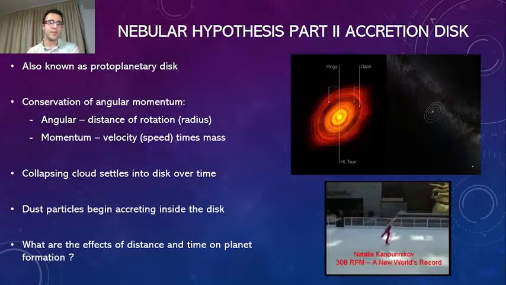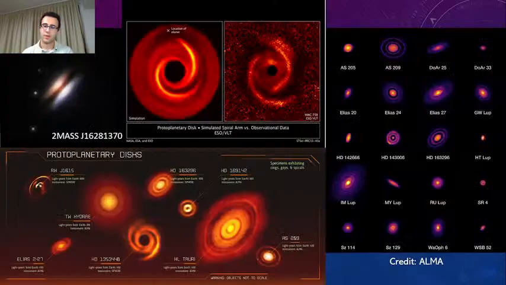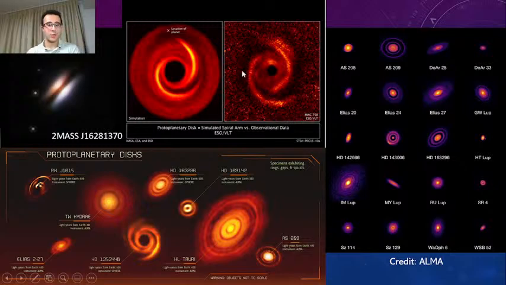Now, what are the effects of distance and timing on the planet formation? So think about that for a minute. Now, before I get into that, let's take a closer look at these protoplanetary disks. So there are many of them that have been imaged, and a lot of the credit goes to ALMA. So it is the Atacama Large Millimeter/Submillimeter Array. It is in Chile, and Atacama is just the name of the desert that it is in.